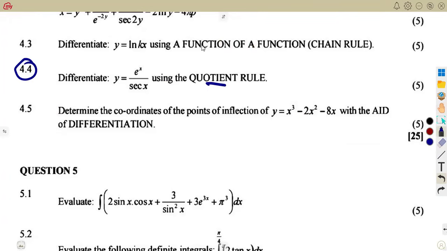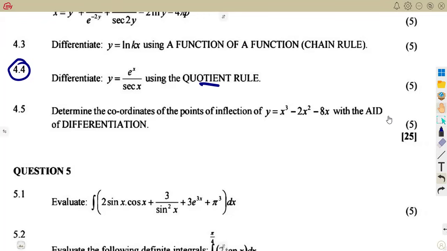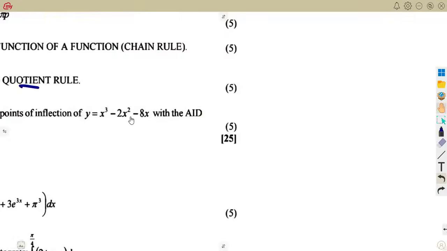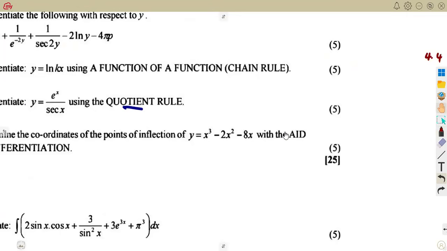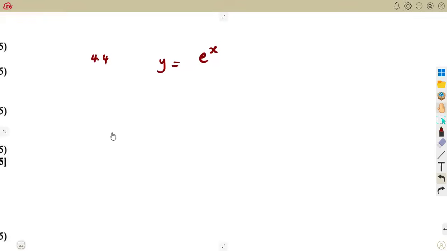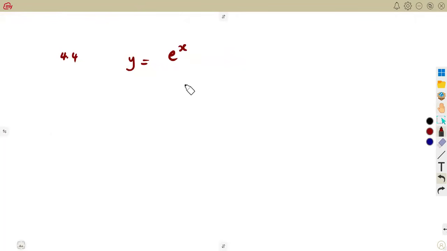Quotient rule. So as we have our quotient rule, we've got e to the exponent of x over the sec of x, there, 4.4. All right, so that's 4.4. Y is equal to e to the exponent of x over sec of x here. Now I'm becoming old, I can't remember what I just read.